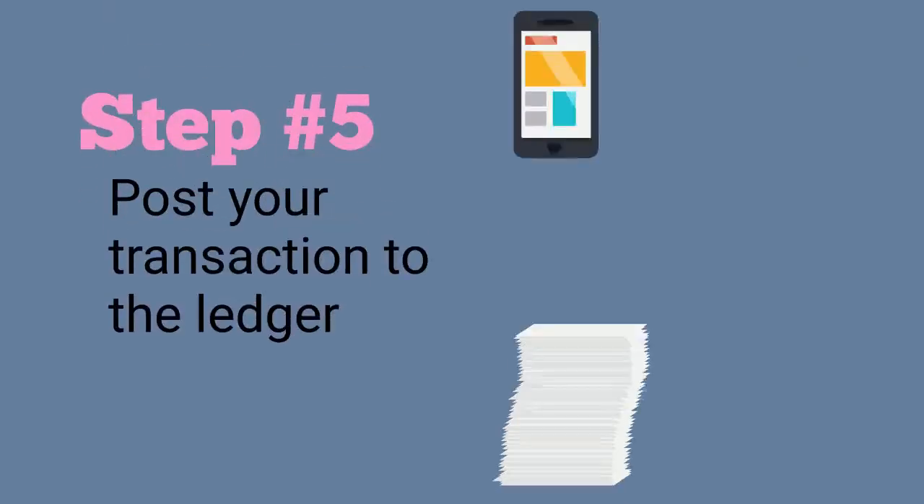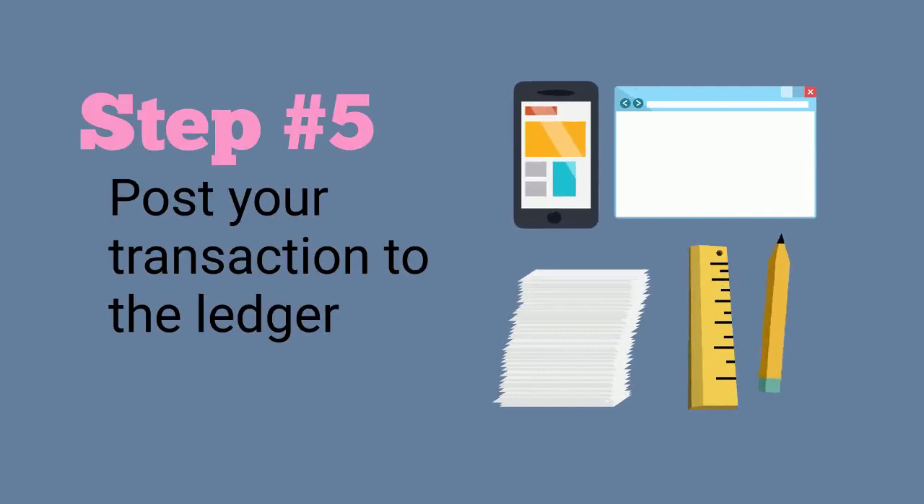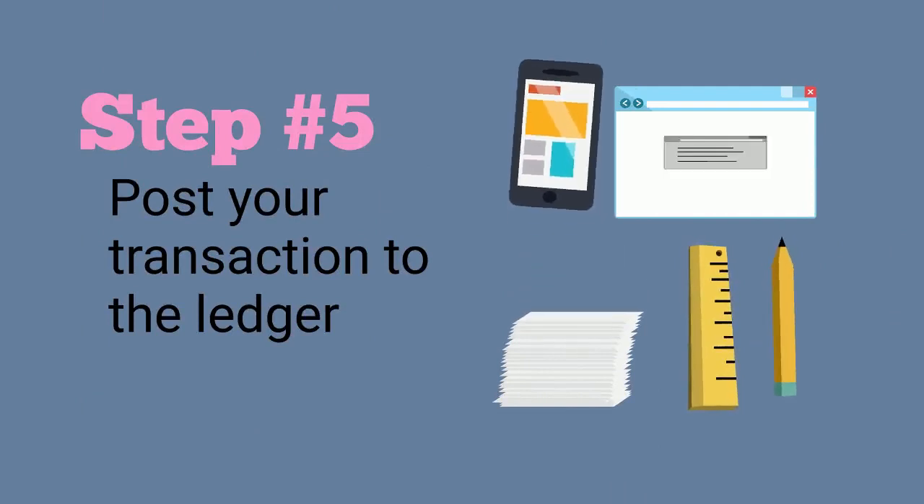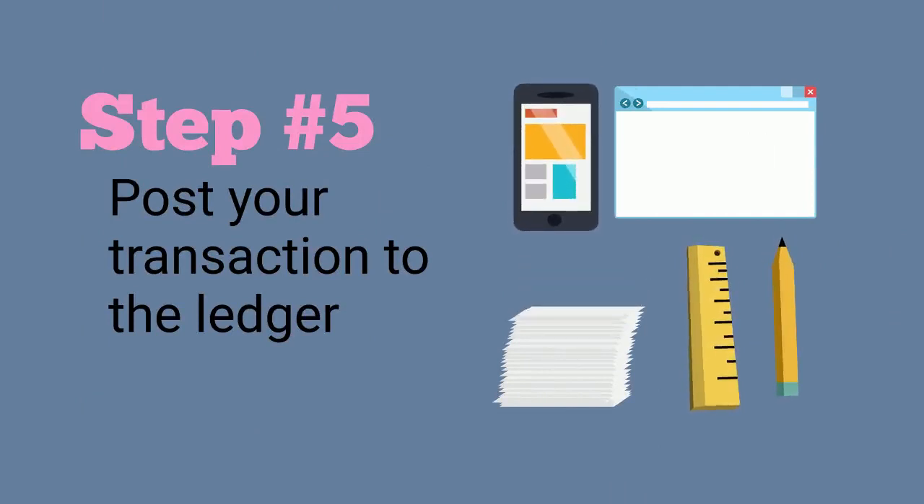Step 5. Post the transaction to the ledger. We've recorded the transaction. Hooray! But we haven't updated the total or balance in the inventory or the accounts payable account until we do something called posting. Posting is taking the journal entry from the journal and updating the individual accounts in that entry. The details of each account are found in the ledger. This is a record of each account, its increases and decreases, and its balance.